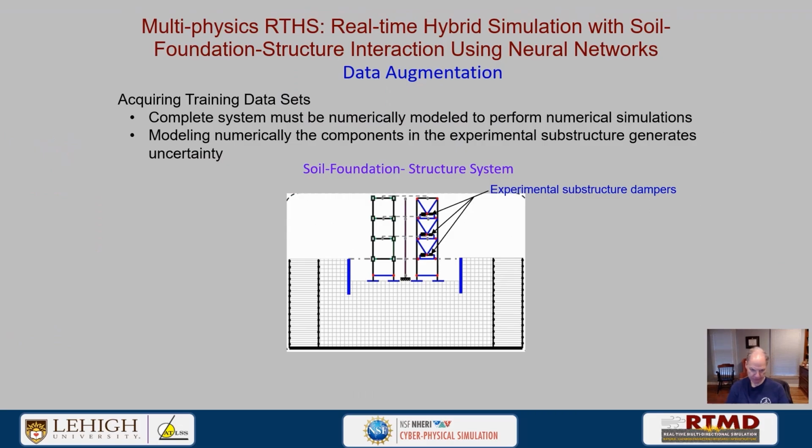So that data augmentation, I described, but here it's shown visually. The complete system is modeled in OpenSees numerically. We're going to generate data for training, but in the real world, that is a hybrid simulation, these dampers are modeled experimentally. So we're going to have to augment the properties of these dampers in the OpenSees model to try to capture the range of variation of the properties of the dampers in order to get appropriate neural network training data that sees the variation in the dampers, the potential variation that will actually take place in the experiments.